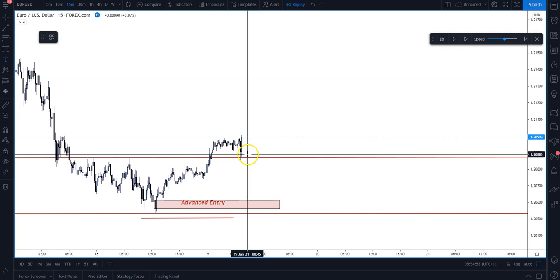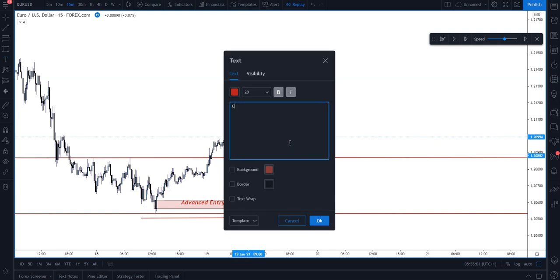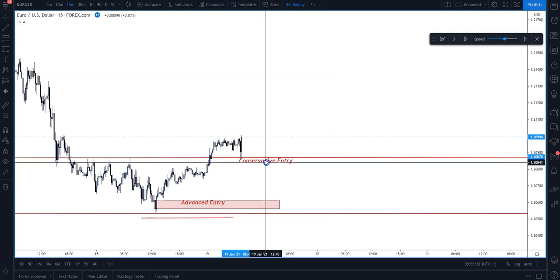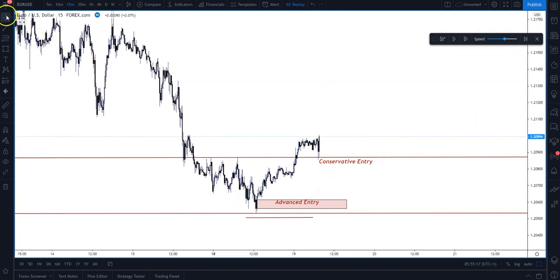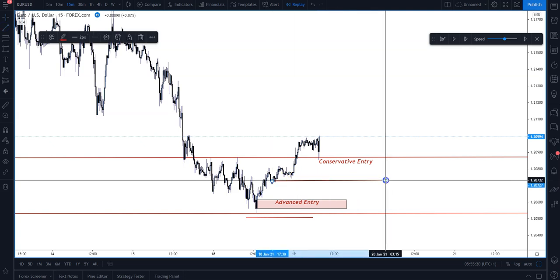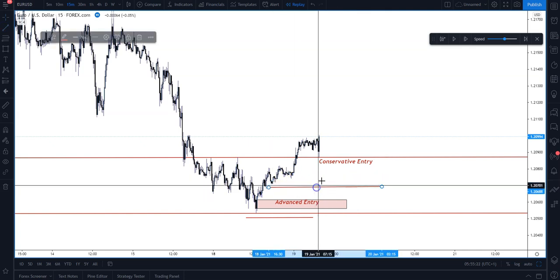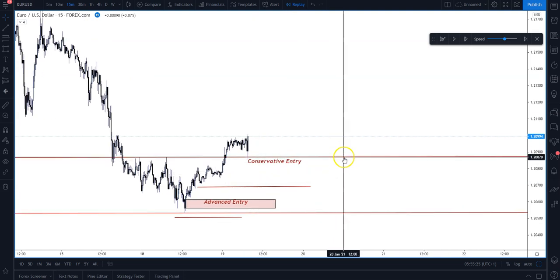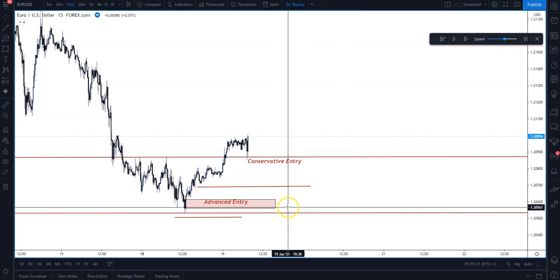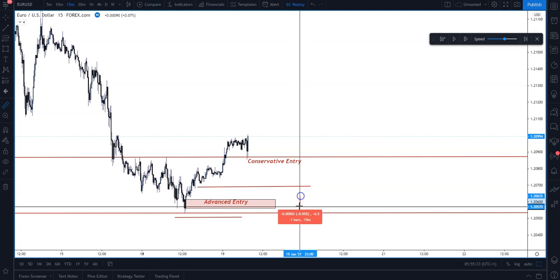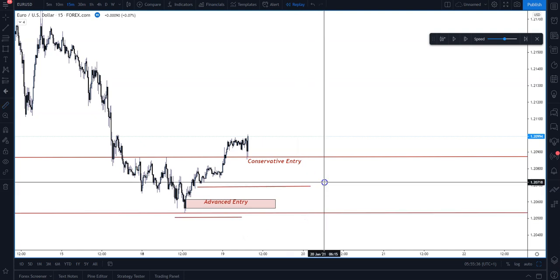I hope I spelled that right. But conservative entry would be right there. So now we have our entry. We're good. Our stop loss will be back into the zone. I'll put it probably somewhere down here. So for this, our stop loss, we're looking at almost 20 pips. For this, our stop loss will be almost 15 pips.